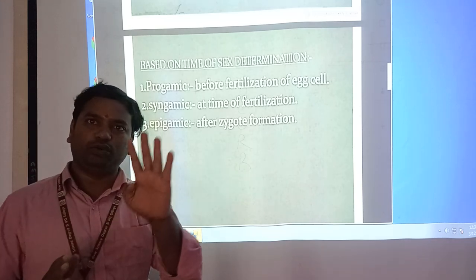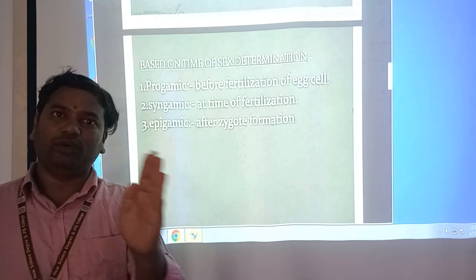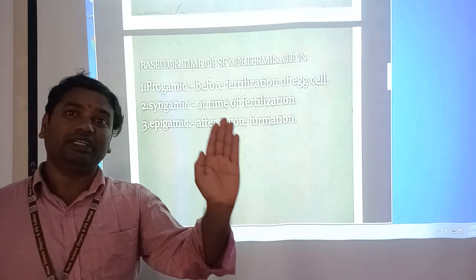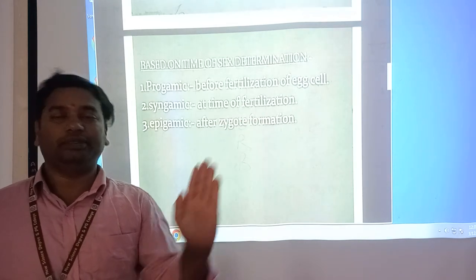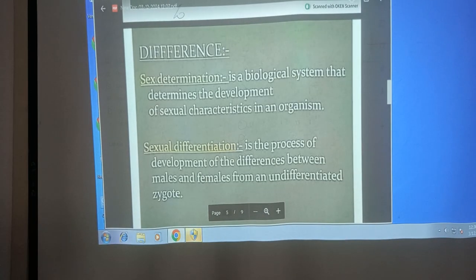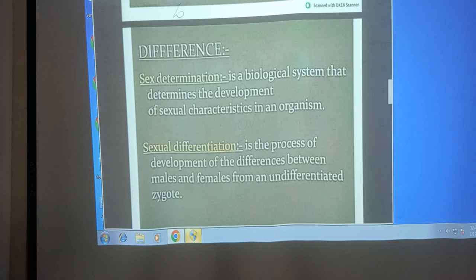Two methods of sex determination are very important. Heterogamy can be male heterogametic or female heterogametic. Male heterogametic: XX, X0 method and XX, XY method. Female heterogametic: ZZ, Z0 method and ZZ, ZW method. Sex determination is a biological system that determines the development of sexual characteristics in an organism. Sexual differentiation is the process of development of the differences between males and females from an undifferentiated zygote.